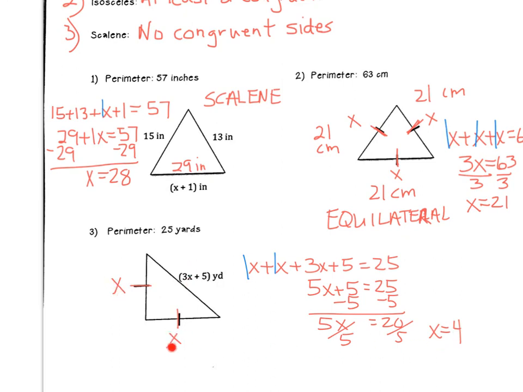So both of these have to be 4 yards. So that's 4 yards. This side's 4 yards. And then this side you're going to go 3 times 4 because x is 4. 3 times 4 is 12 plus 5. This one's 17 yards. Now 2 of them are equal. 2 of them are equal. So that makes this isosceles. An isosceles triangle.